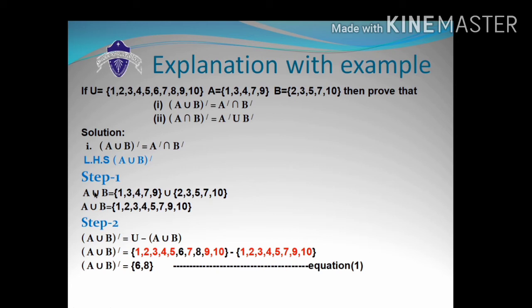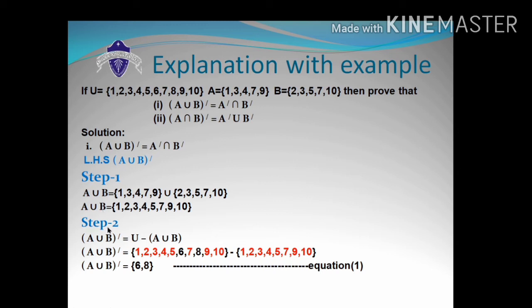In the first step we will find the union of A and B. So A ∪ B is equal to the members of the set A, then the union sign, then the members of the set B. So the union of A and B is equal to {1, 2, 3, 4, 5, 7, 9 and 10}. So this is step number 1.